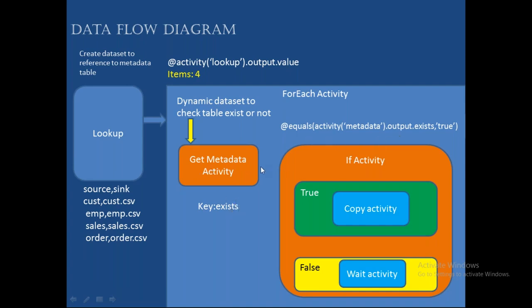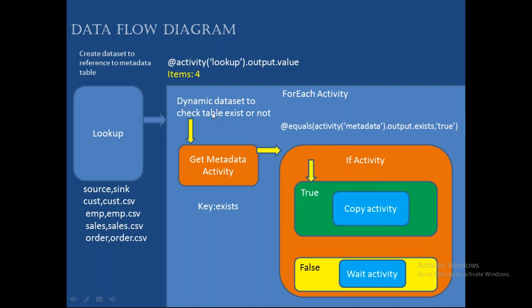See what I'm doing: this output I need to pass to the if activity. In the if activity, I'm checking the output of this get metadata activity, output.exist, whether it is true or not. If it is true, here also true, so the overall condition is going to be true. I will go inside the true activity and execute a copy activity.